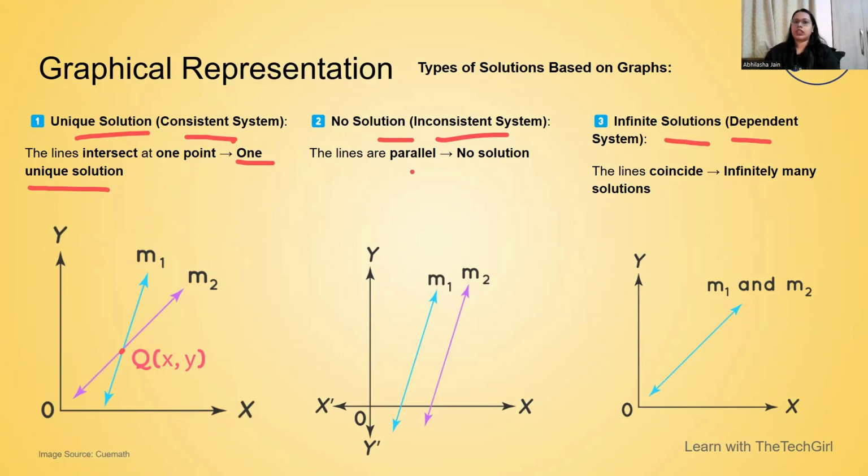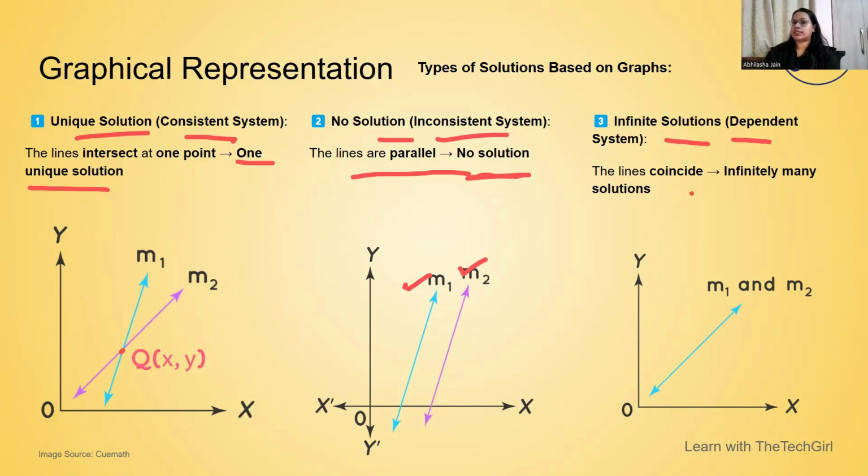Okay. No solution means that these two lines are never going to meet. In which situation do two lines never meet? When they are parallel to each other. So these two lines are parallel to each other, and that's why they are never going to meet. So there is no solution for this pair of equations.